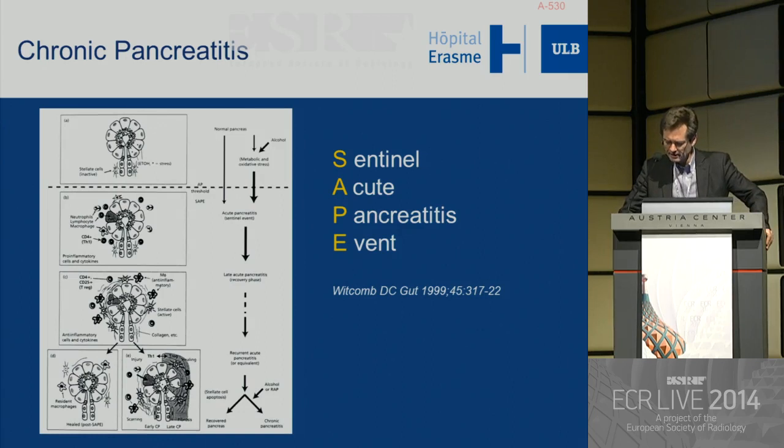So the first thing I would like to emphasize is that chronic pancreatitis is an immunomodulated disease. Indeed, any patient with chronic pancreatitis has in his past medical history an acute pancreatitis event. This has been defined many years ago by the concept of SAPE, Sentinel Acute Pancreatitis Event, which is an important one because it also means that we cannot predict the evolution of the disease in a specific patient. It's a very personal disease in each case.